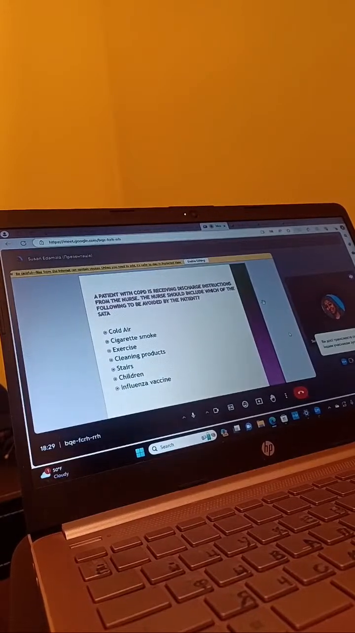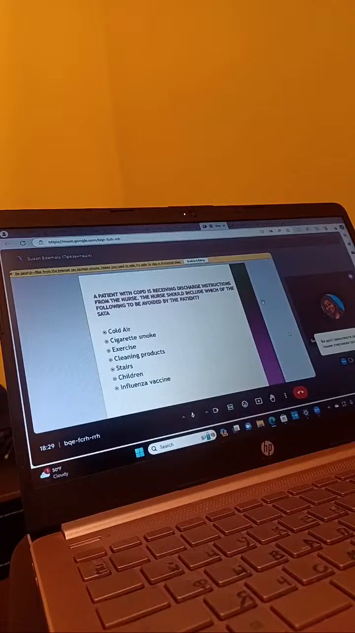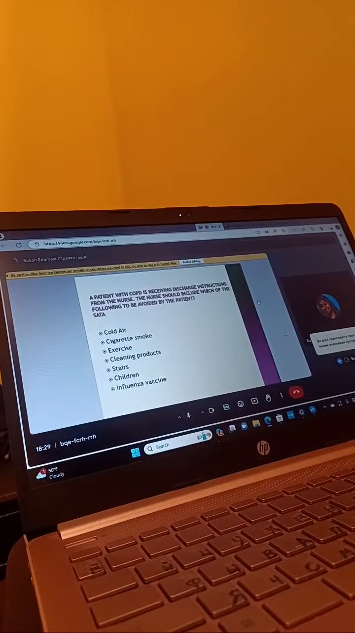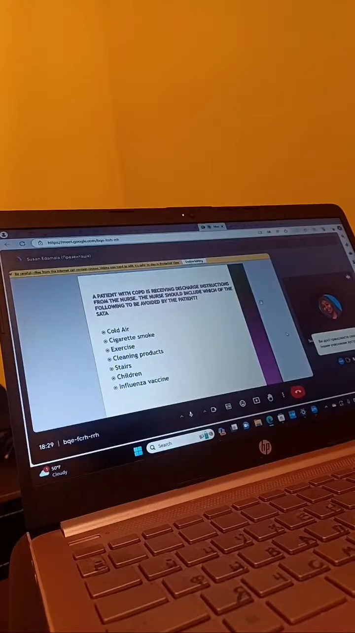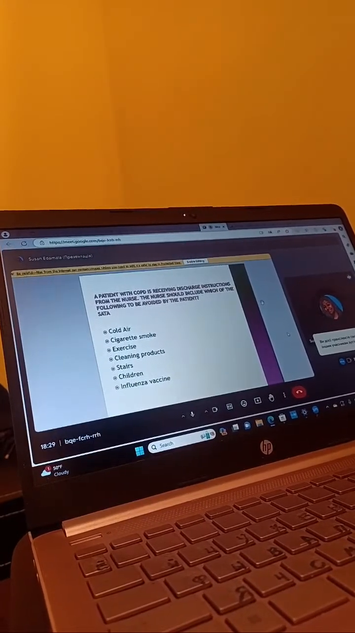Right? So, what triggers the COPD? Those things the patient should avoid, isn't it? Cold air, cigarette smoke, influenza vaccine. So now put what are the good things and the bad things in two columns. Cold air, is it good or bad? It's bad for him. So put in the bad column.